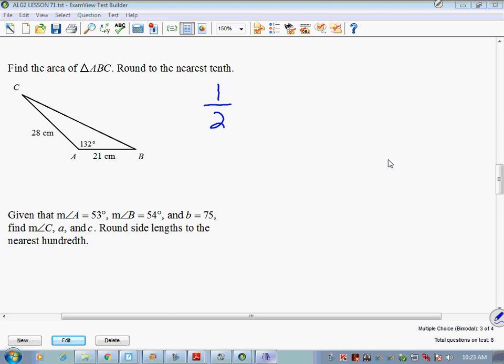Okay, look in your book. Look in your book on page 506. It should be the very first set of boxes that you have.